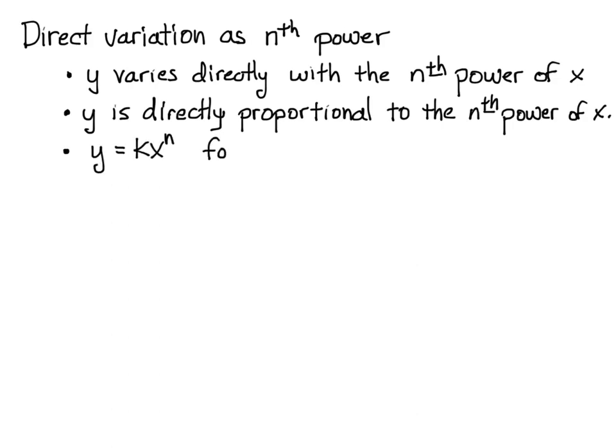And then if we want to see it in an equation, it would be y equals kx to the n for some constant k. So the key thing here to remember is that k is constant. You may or may not know k, but you can do a lot of manipulation just knowing about this relationship.